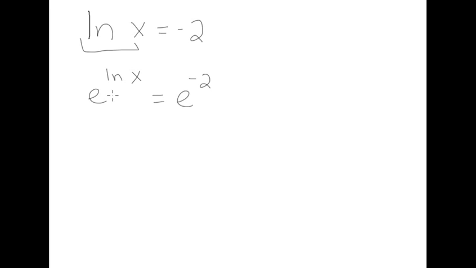Our approach to solving equations involving logarithms is very similar. If we have that the natural log of x is equal to negative 2, we can get rid of this natural log in front of the x by exponentiating both sides. We get e to the natural log of x is equal to e to the negative 2. The e and the natural log cancel one another out. x is equal to e to the negative 2, or we could also write that as 1 over e squared.